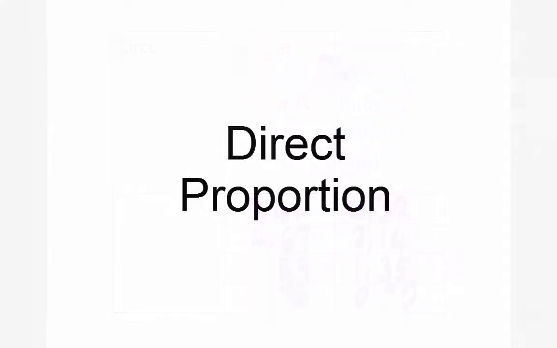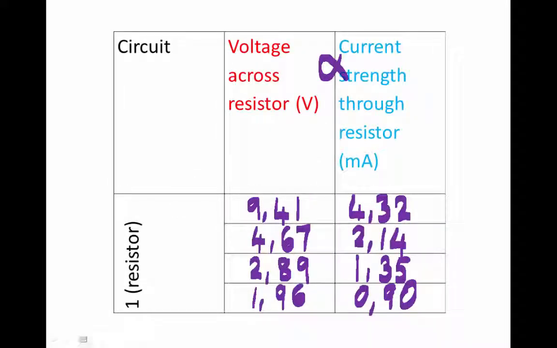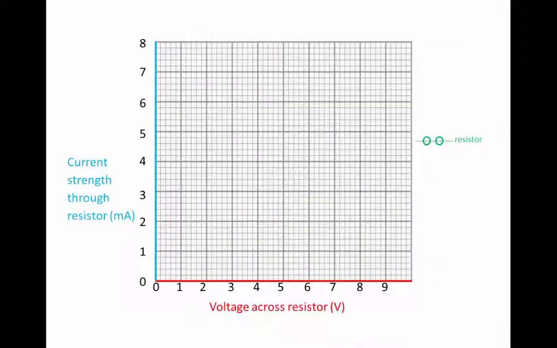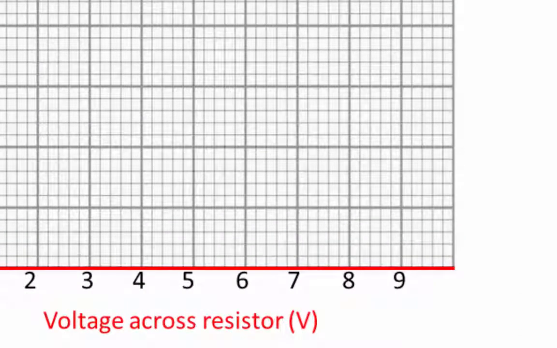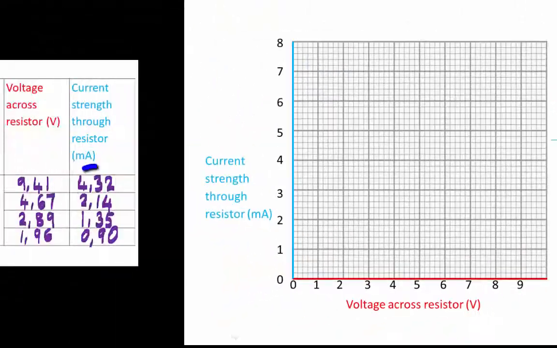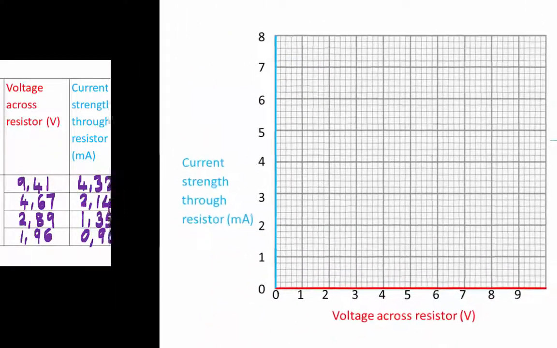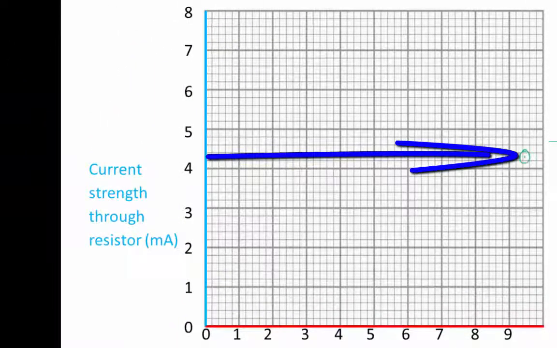There are two other ways to demonstrate direct proportion. One of them is to plot a graph, and if the two variables are directly proportional, you will get a straight line. So let's use the data that we got and plot our graph. When the potential difference was 9.41, each of these lines stands for 0.2, so there we have 9.41, roughly there. And then the current strength was 4.32, so there's 4.32 approximately. There's our point.